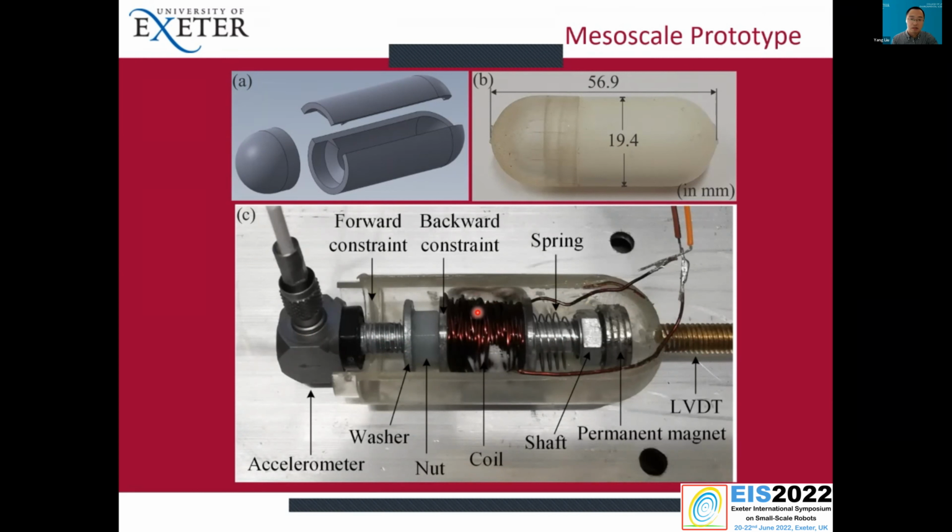Then we employ this solenoid, and we apply current, and we can control the linear motion of the shaft. In order to introduce the asymmetric force, we bring in two constraints: one forward constraint and one backward constraint. Once this shaft is linearly excited by the coil, it may contact the forward constraint or the backward constraint, so impact may happen. By using this impact, we can drive the whole system moving forward or backward.